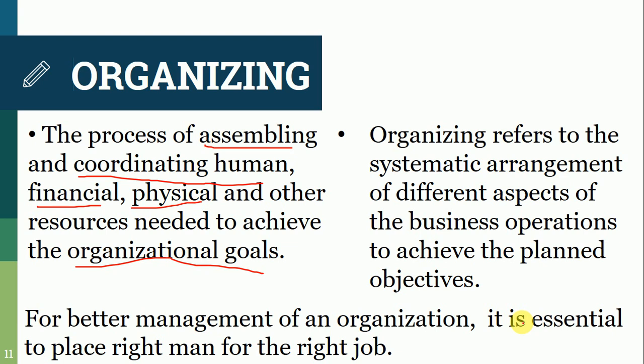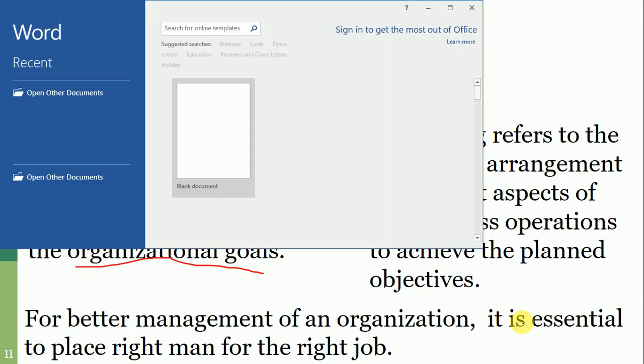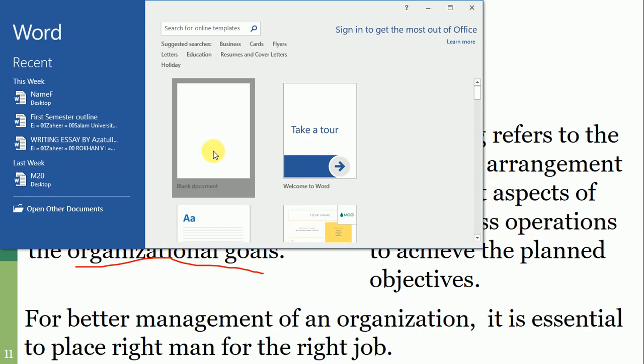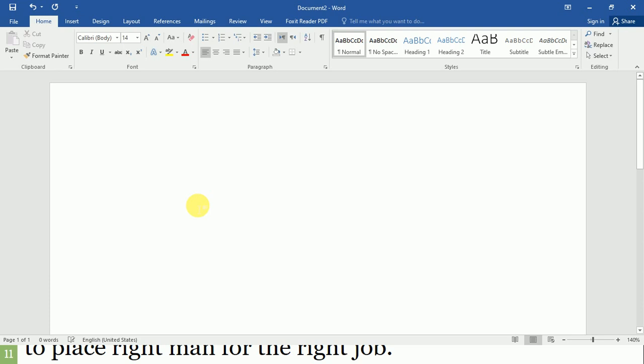So in organizing, we also have these things, and let's discuss them in the Word file. What are those things? What do we do in organizing?